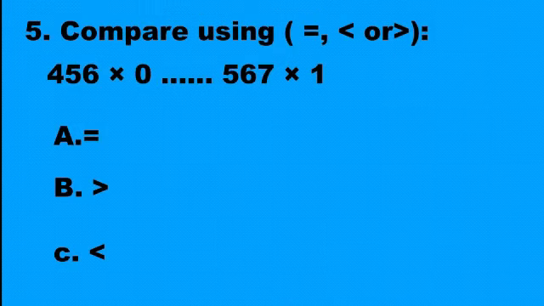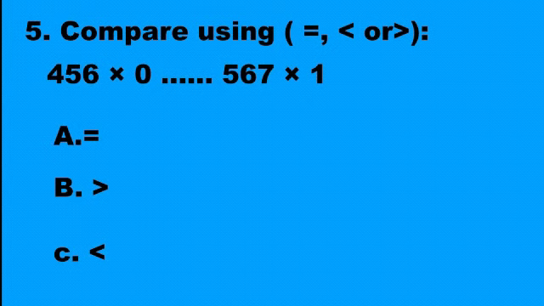Now the next question, it is also a very important and easy question. It is based on the property of multiplication. So let us recapitulate one property: if we multiply a number by 0, then what will we get? We will get 0. If we multiply a number by 1, then what will we get? The number itself. So these are the two properties used here, and you have to compare using the equal, less or greater sign.